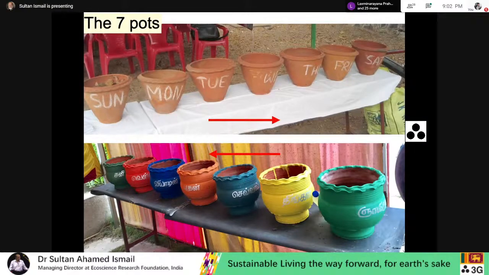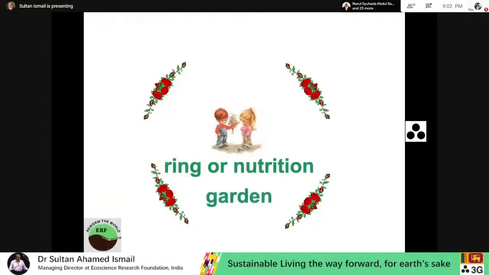Now each pot is containing what? Compost, soil, water, all the nutrients. In one pot you plant lady's finger, in one pot you plant eggplant, in one pot you put tomato, in one you put palak, your vegetable garden is ready. Very simple process. Else, you can do a ring garden.